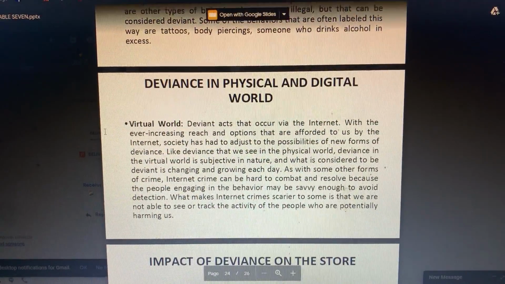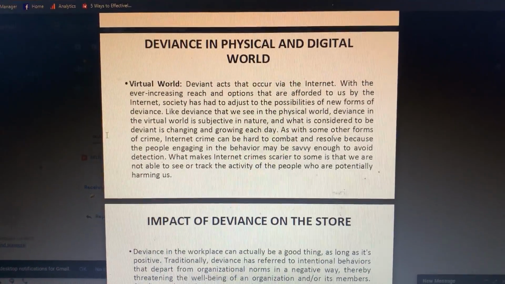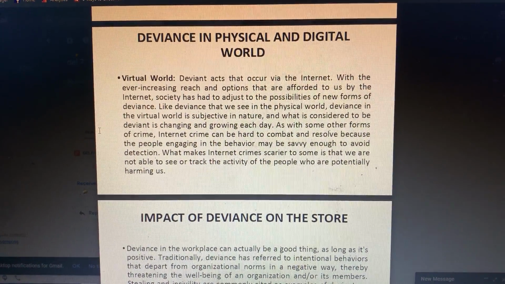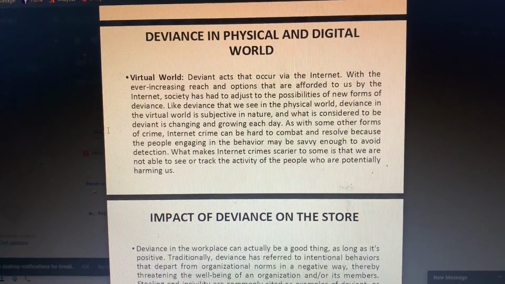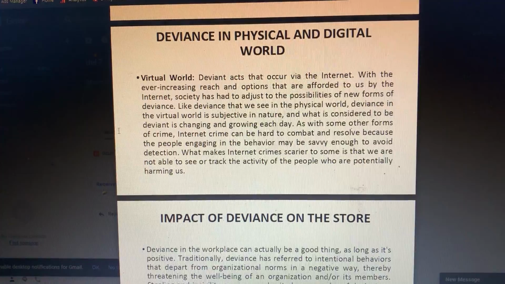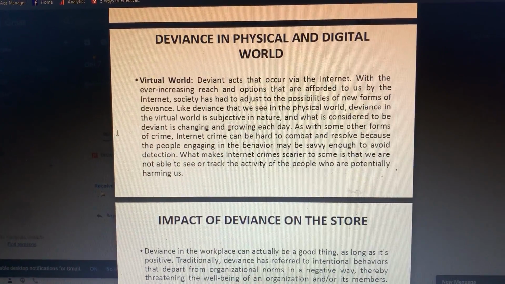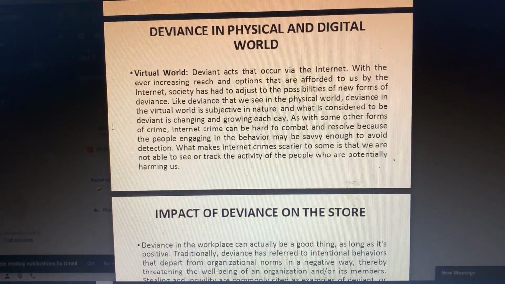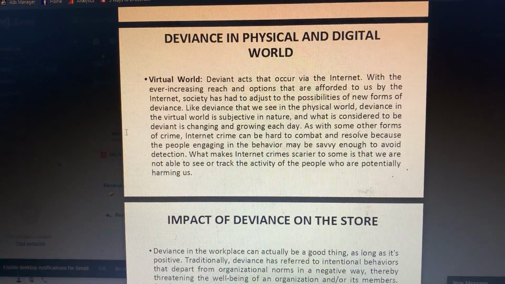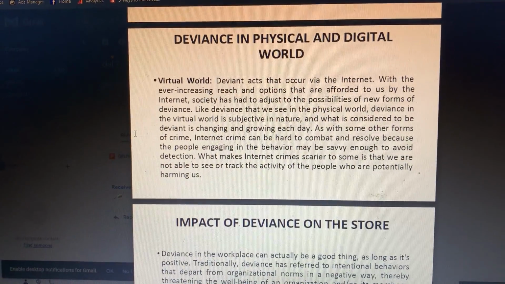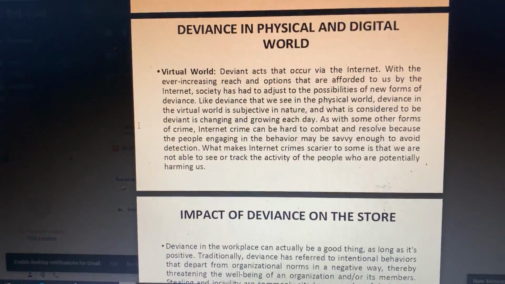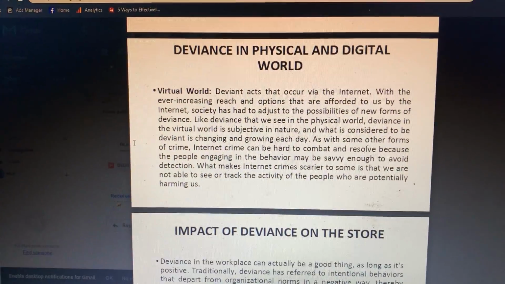Deviance in the digital world, the virtual world, refers to deviant acts that occur via the internet, with the ever-increasing reach and options afforded to us by the internet. Society has adjusted to the possibility of new forms of deviance, like cybercrime. As with deviance that we see in the physical world, deviance in the virtual world is subjective in nature, and what is considered deviant is changing and growing each day. As with some other forms of crime, internet crime can be hard to combat and resolve because the people engaging in it are tech savvy and can clean their footprint.